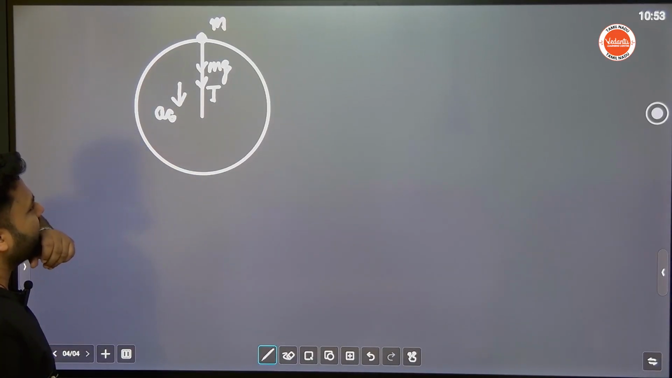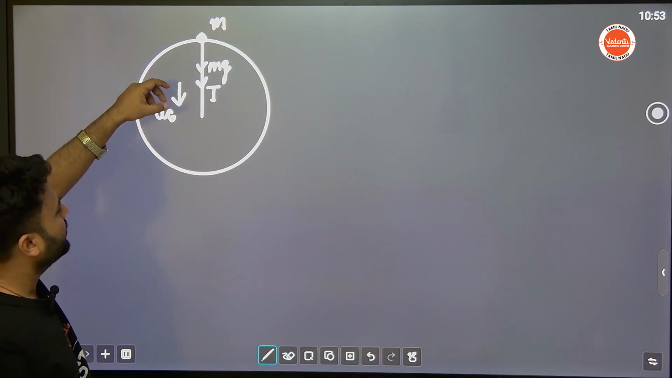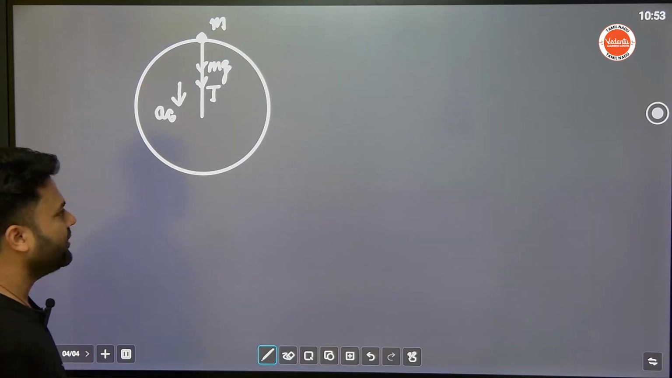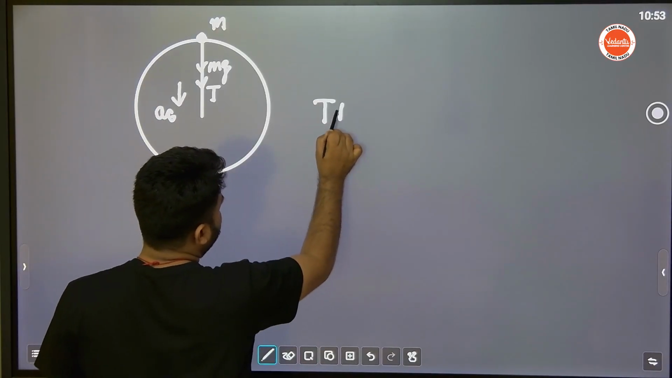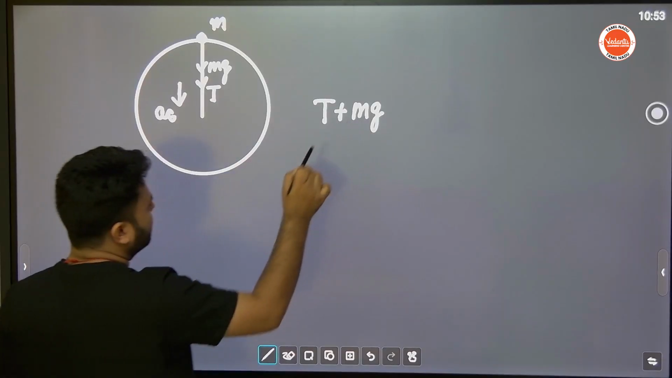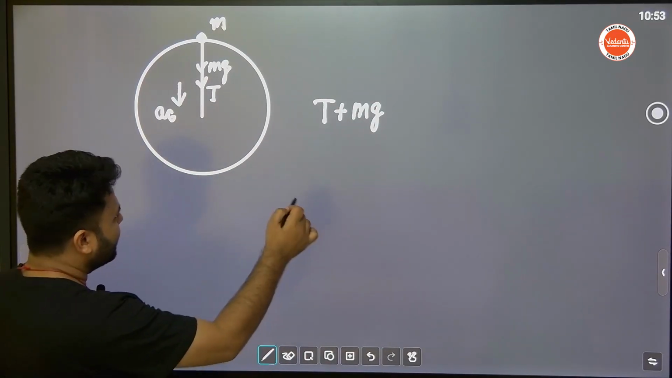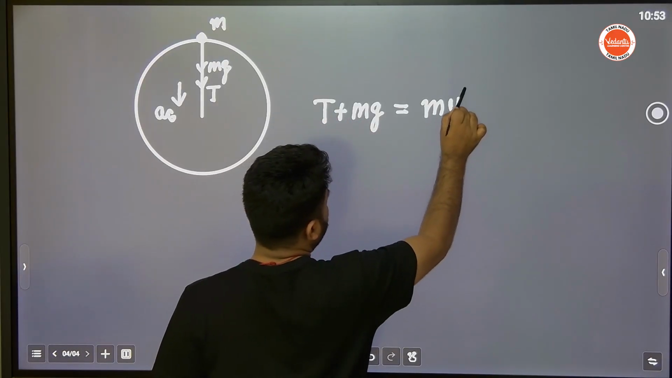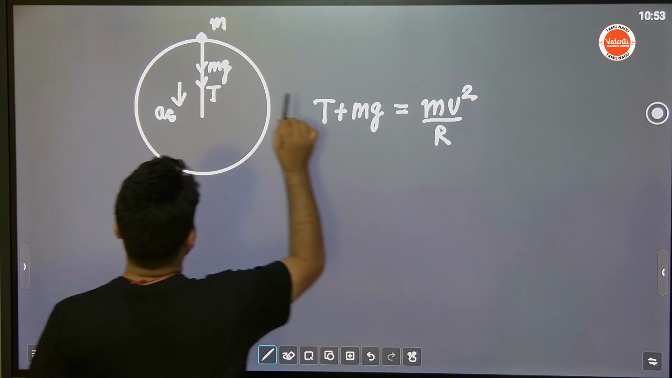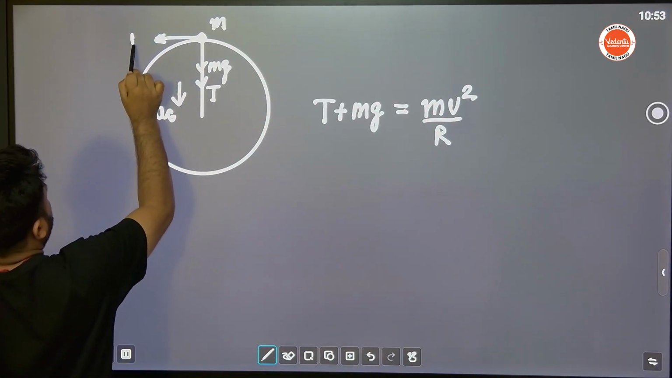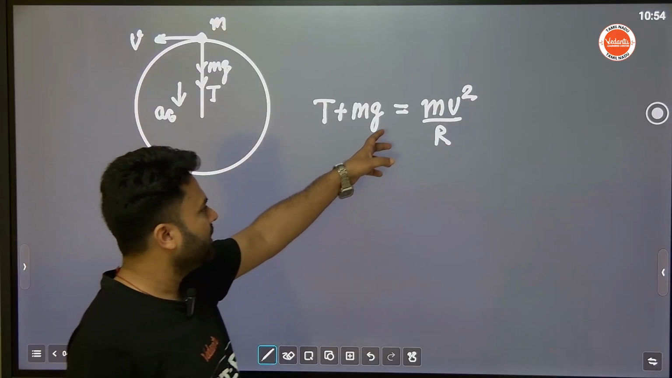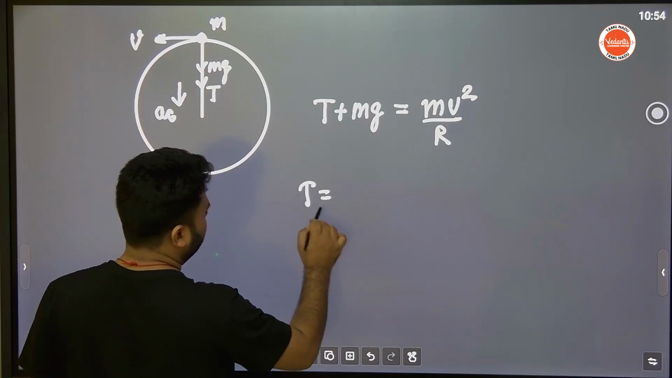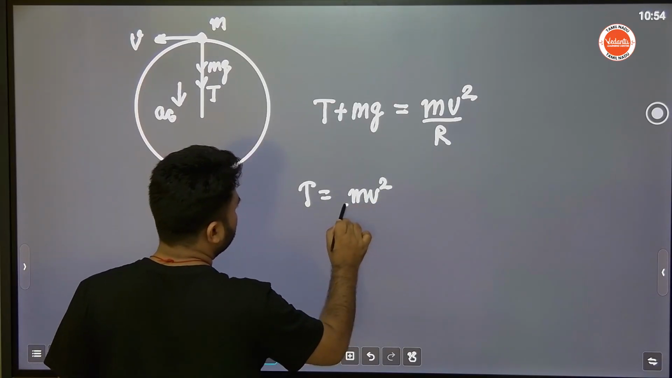Now what equation can we write? What is the net force? We have no opposing force, only T and mg are there in the downward direction. So the net force is tension plus mg. Why have I added? Because they are both in the same direction. The net force equals mass into acceleration. Suppose at this point speed is v, then acceleration is v square by r, so we can write mv square by r. So tension here is mv square by r minus mg.